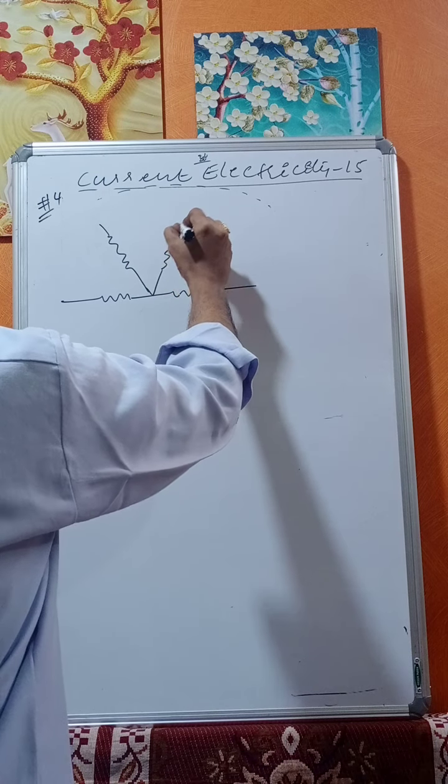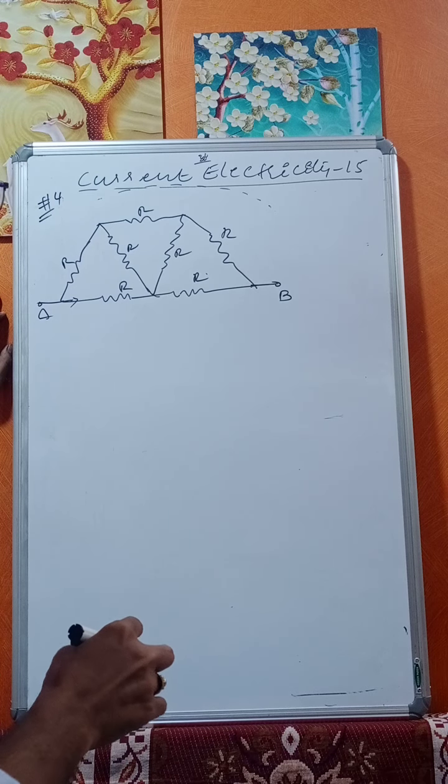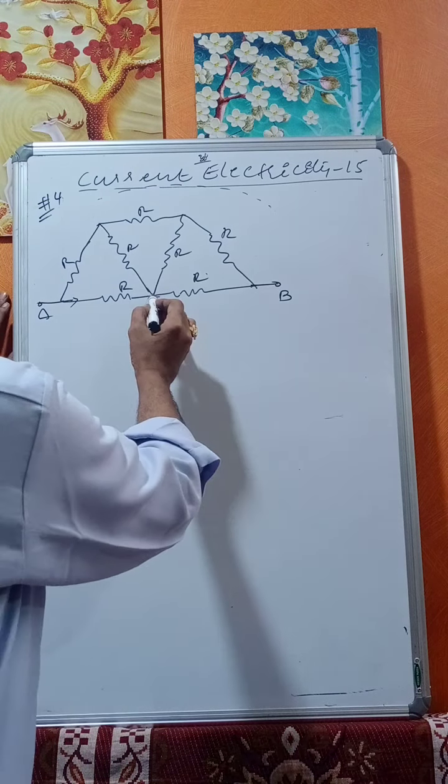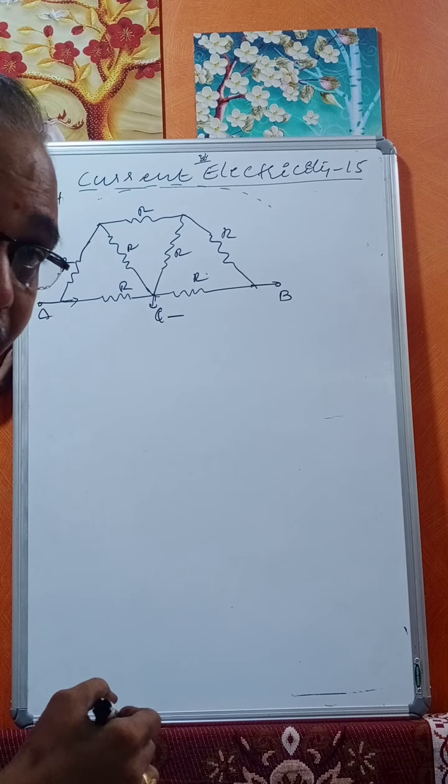Now I'll do it in two methods. As usual, the current flows like this. So the division of current at this point is the same in all the resistors, because all the resistances are the same. Therefore, this can be taken as a zero potential point.